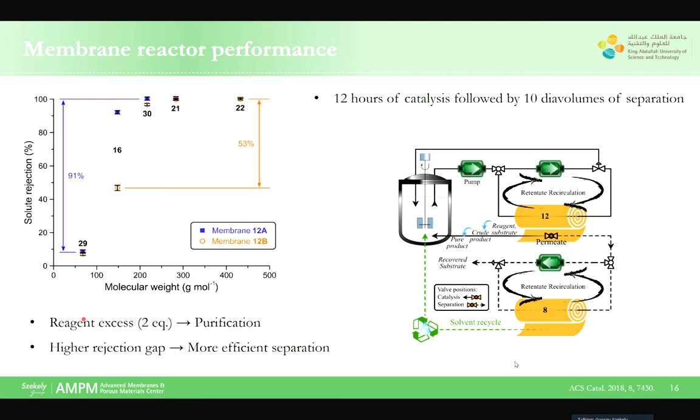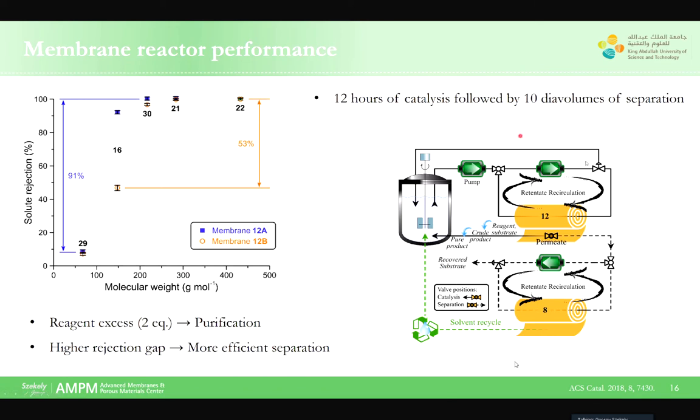So we needed a reagent excess for all of these reactions. We are using 2 molar equivalents of the reagent, which means that eventually, if we have 100% conversion, which we almost have, then we're going to end up with 1 equivalent of remaining reagent, which is contaminating the product, so it needs to be removed. And therefore, we need the purification step.